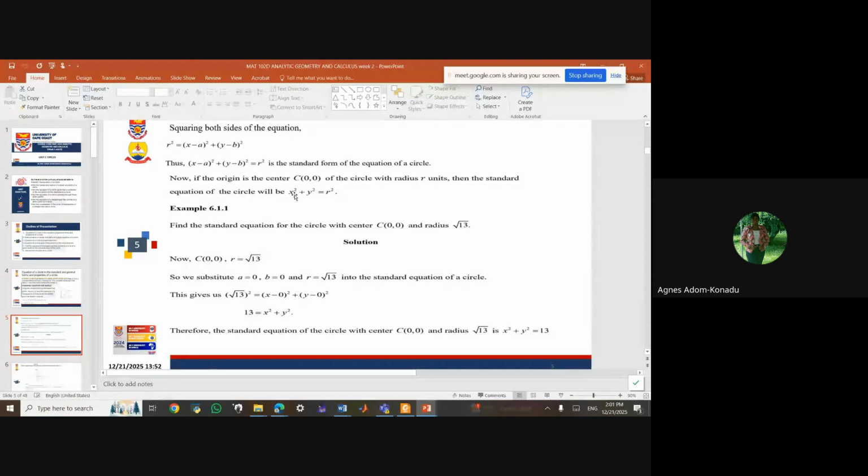Okay. So here, if the center is 0, 0, then the equation in the standard form will be x squared plus y squared is equal to r squared. So there's a question here. It says, find the standard equation for the circle with center 0, 0 and radius square root of 13.